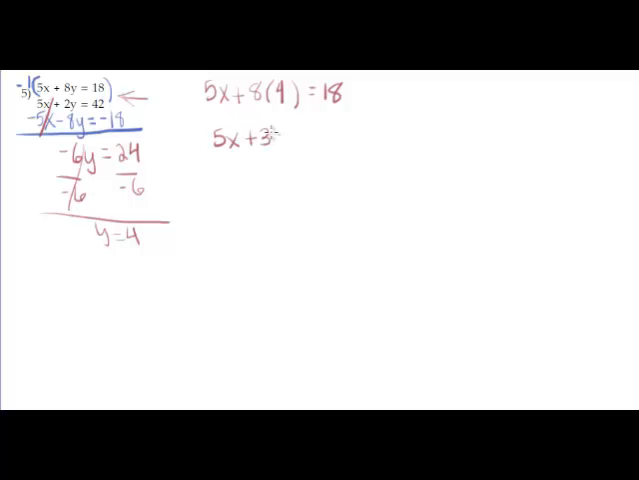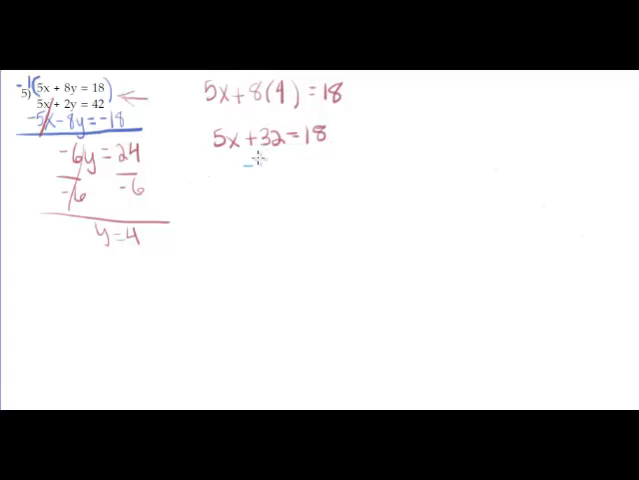5x minus 5x. 2y minus 8y is negative 6y. 42 minus 18 is 24. Divide by negative 6. And you get y equals 4. Then you take that and plug it back into one of these equations that we started with. And it doesn't really matter which one, so I'll pick the first one. 5x plus 8 times y, which is 4, equals 18. So 5x plus 32 equals 18 because I did 8 times 4.